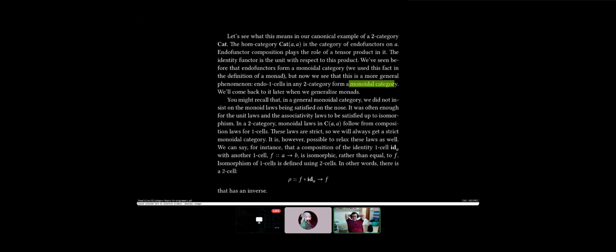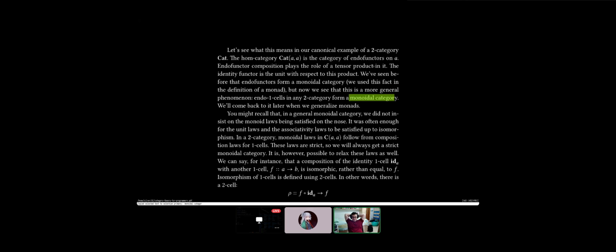Wait, can you scroll up a little bit? I can't blink in these chapters because otherwise I'm going to get lost. So, functor composition plays the role of a tensor product. Yes. The identity functor is a unit. Yes. We've seen before endofunctors form a monoidal category. Yes. Okay, let's continue.